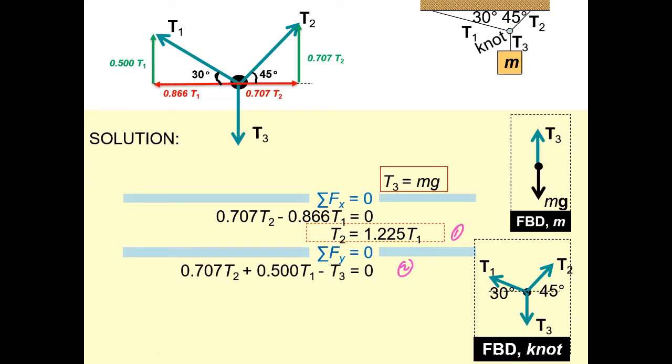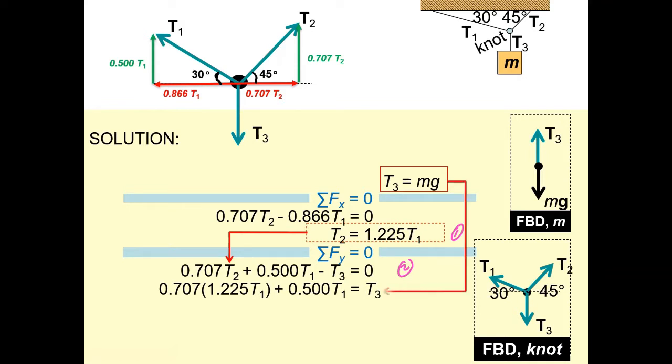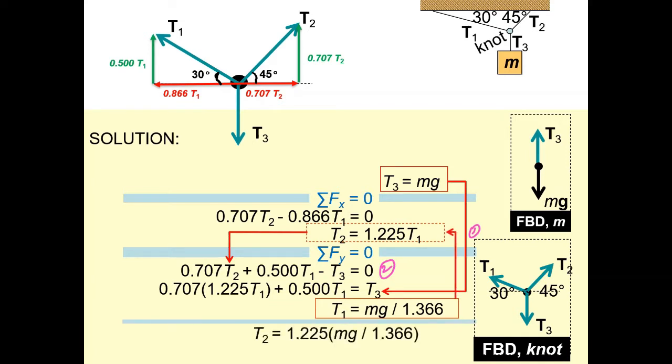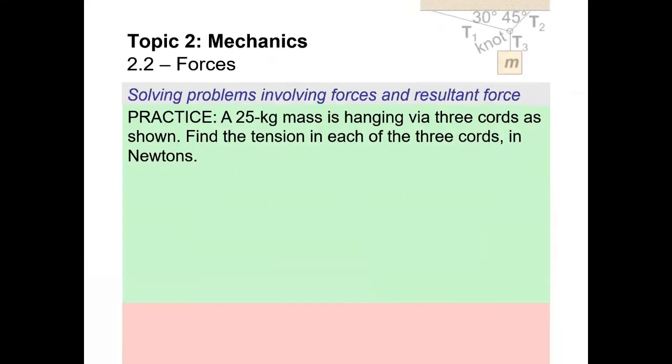Substitute equation 1 into equation 2. We get this one, and substitute T3 equals mg into the last equation. And T1 equals mg over 1.366. Now substitute T1 into the first equation. We get T2 equals 1.225 mg over 1.366. And that gives us T2 equals 0.897 mg.